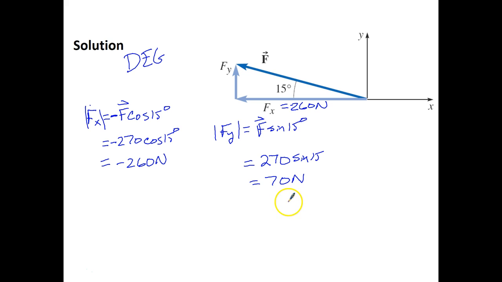In order to check this, what we could do is add these vectors back together, and then we could do the y over the x using our inverse tangent feature, and we would find out exactly what that would be. So let's go ahead and do that next.